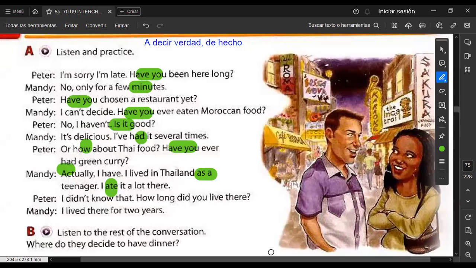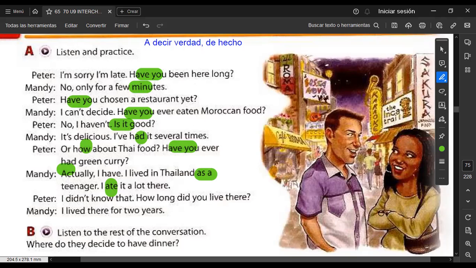Teenager, adolescente. ¿Qué más? ¿Solamente? Is it good? Okay, more questions? No more questions. Eating macro, no sé cómo se... Food. Moroccan food. Tenemos eat, el pasado es ate, el pasado participio, eaten Moroccan food.